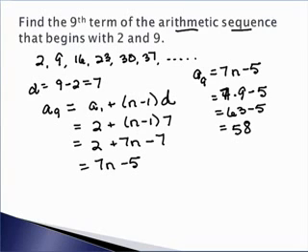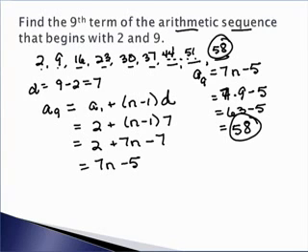Okay, another way to do that one is just continue. Let's say that you didn't get lazy. So we're at the first, second, third, fourth, fifth, sixth. So we need 7, 8, 9. So that would be the ninth term. So from 37, we're going to keep adding on. So we'd get 44, and then 51, and then 58. So either way, we get the same thing.